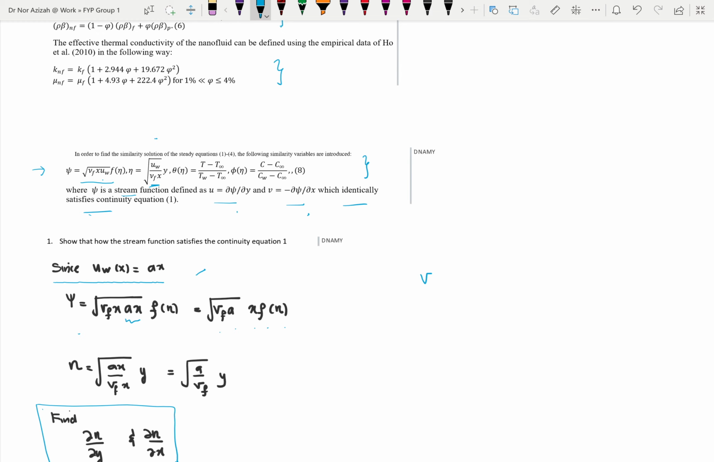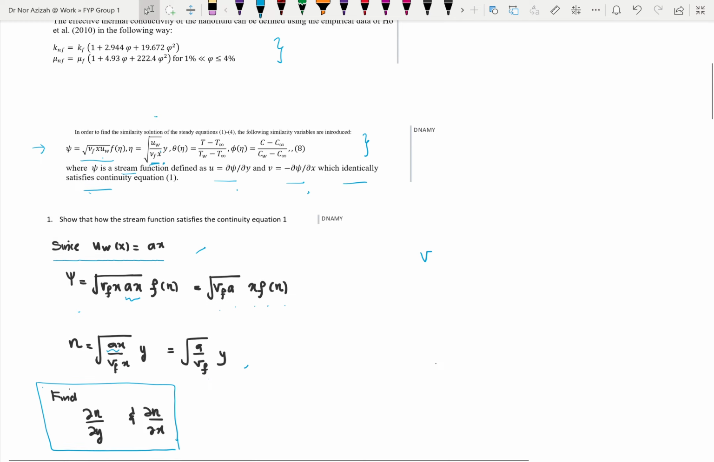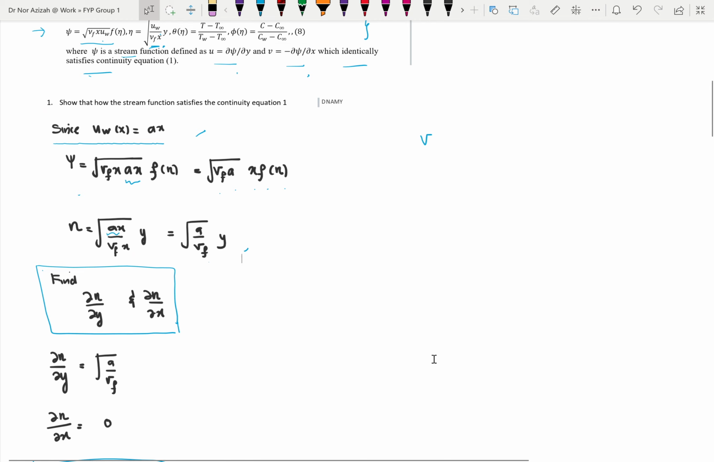The definition for eta is square root of uw over nu nf x multiplied by y. Here you replace uw by ax, then when you simplify you will get square root of a over nu nf multiplied by y. Next you need to find del eta del y and del eta del x. Eta here is a function of y and can also be a function of x. That is why you need to find del eta del y and also del eta del x.